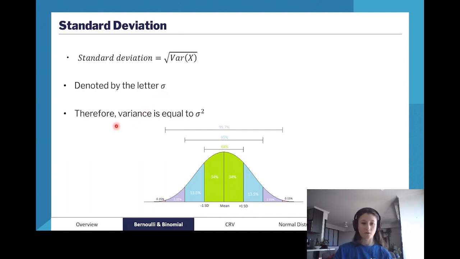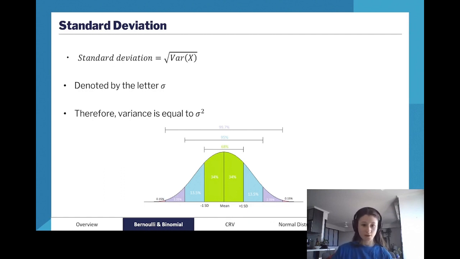And therefore, variance is equal to sigma squared. So we just took that surd over the other side. What you can see here is a normal distribution, if you haven't done those already in class. So this is a continuous random variable.